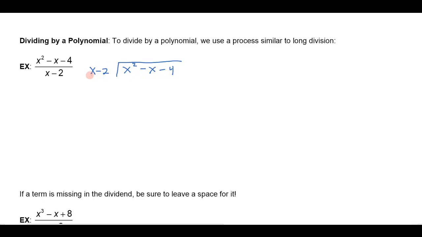And then I ask myself, what do I need to multiply this x by in order to get x squared? Well, that's just x. So x times x is x squared. And I also have to multiply the x by the negative 2. So I want to multiply this by the whole divisor, so that's going to give me a negative 2x.